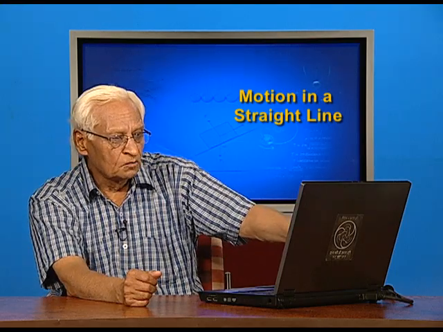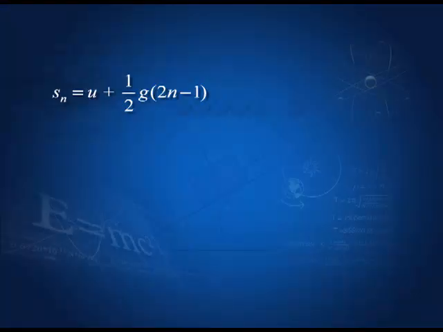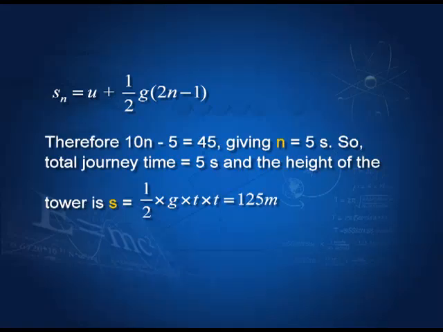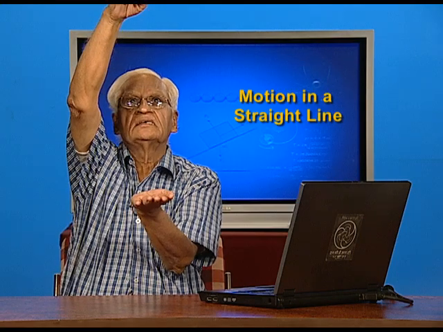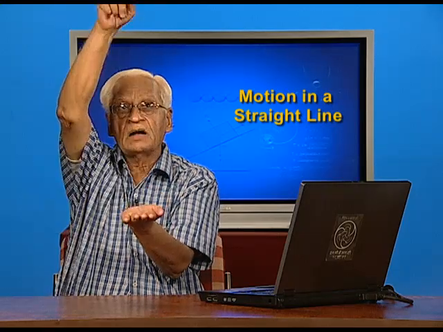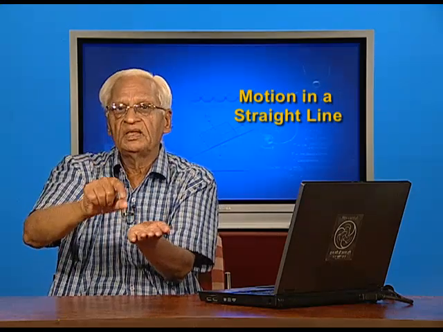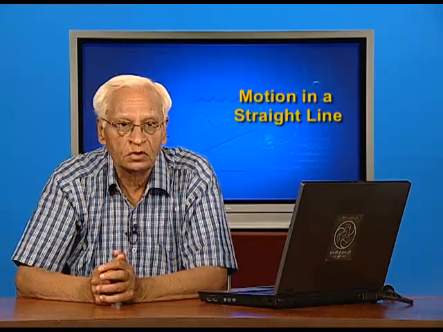So, remember this formula, S n is equal to u plus half g into 2 n minus 1. If we substitute the values, you get 10 n minus 5, and this is equal to 45 from the condition of the problem. A ball is thrown vertically upwards from the ground with velocity u. While going up, it crosses a point A at a height 80 meters from the ground and returns to the same point after 6 seconds. If you remember that from this point onward it goes up and comes down, and the time taken is the same, you can solve this problem easily.